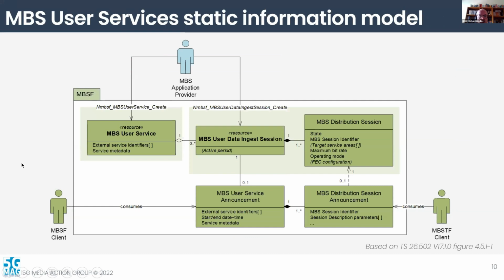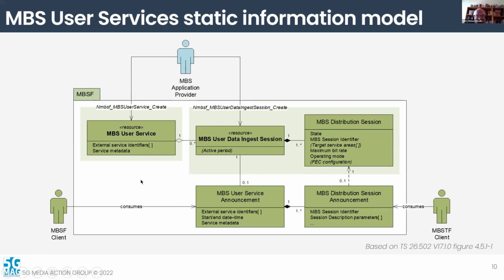So to support all this, we've got an information model that sits inside the MBSF, and this is essentially just a different way of showing the same information that I was just describing on the previous slide. So we've got the MBS application provider here that does this two-step provisioning thing. So there's user service and the data ingest session. So you can see that there's a bit of metadata in the user service, and maybe some external service identifiers. That could be something like a DVBI service identifier to cross-reference some other metadata service. The data ingest session indicates some active period, so you can automatically start ingesting between the hours of 8 p.m. and 10 p.m. every day, if that's when you want your service to be available.